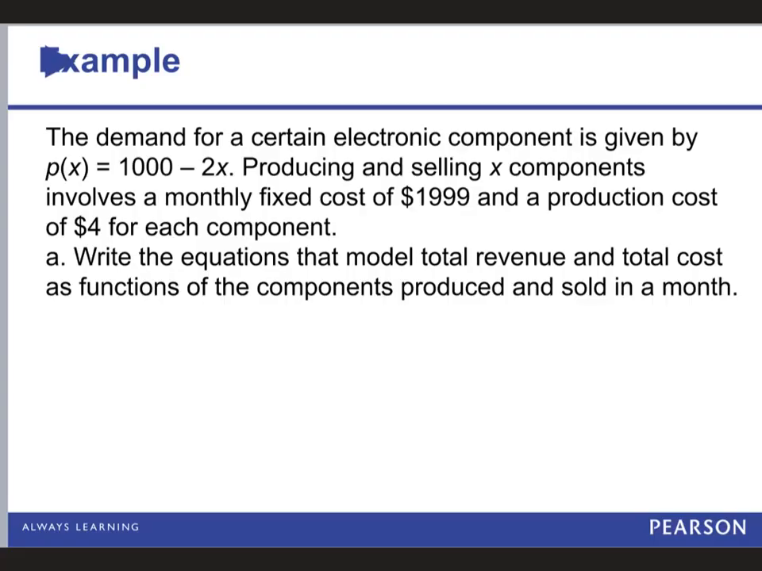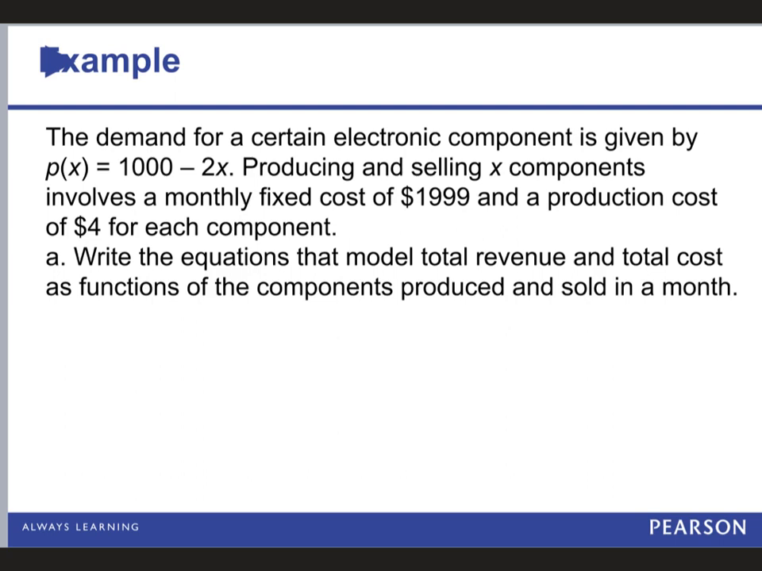All right, so this is an application problem, and I'm just going to read through it first, and then we will talk about the parts because we have to discuss some definitions here. So the demand for a certain electronic component is given by P of X equals 1,000 minus 2X. Producing and selling X components involves a monthly fixed cost of $1,999 and a production cost of $4 for each component. And what they're going to ask us to do is write the equations that model revenue, the amount of money coming into the company, and the total cost, the amount of money going out.